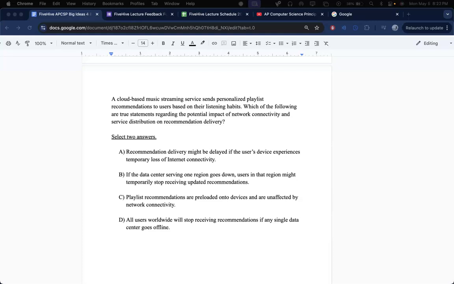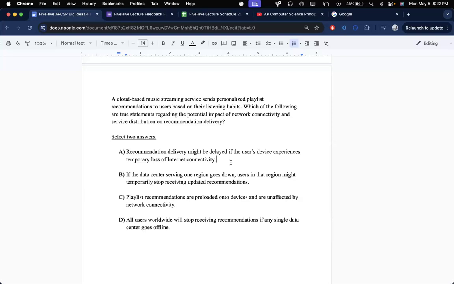All right. It looks like we're all getting A and B, and I would agree. I think A and B are our strongest choices here. We have one vote for C, so we'll go over why that is not the case, and also D as well. But let's take a look. Recommendation delivery may be delayed if the user's device experiences temporary loss of internet connectivity. Well, of course that's the case, right?